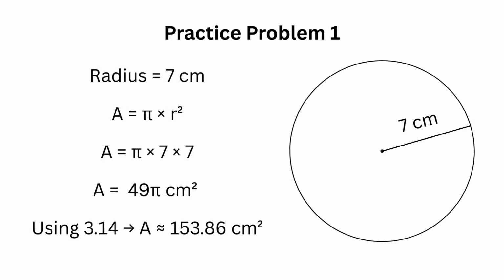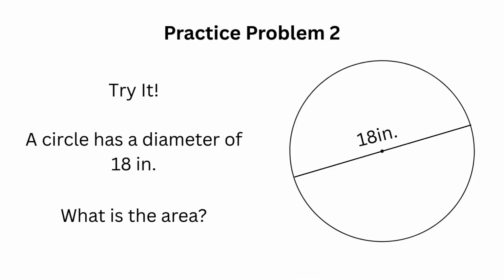Here's the solution. Using the radius of 7, we get A equals pi times 7 squared, or 49 pi, which is about 153.86 centimeters squared. Great, let's try another one, this time using diameter. Our circle has a diameter of 18 inches. Pause the video and see if you can find the area.